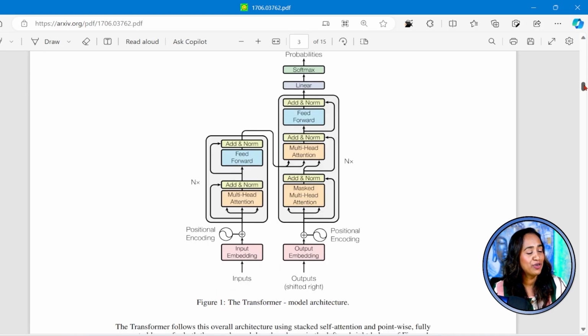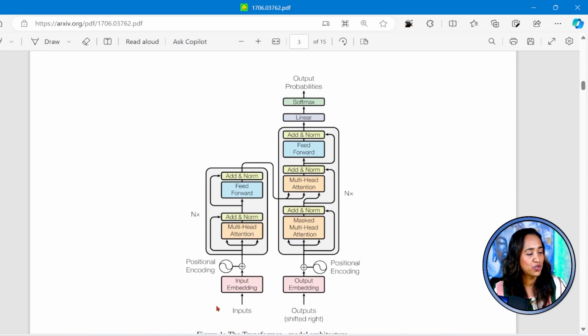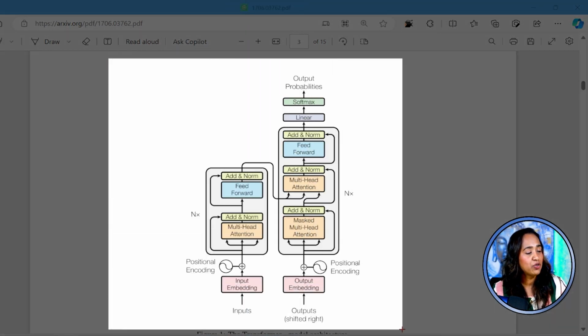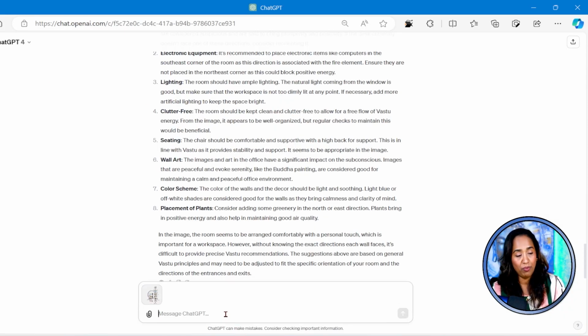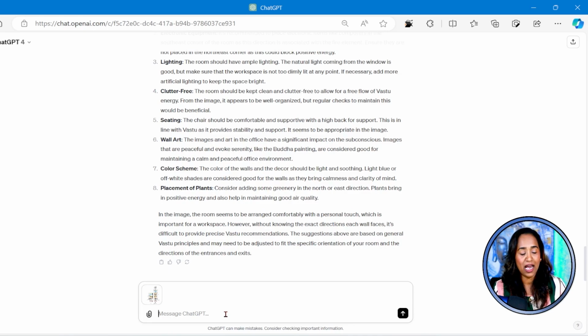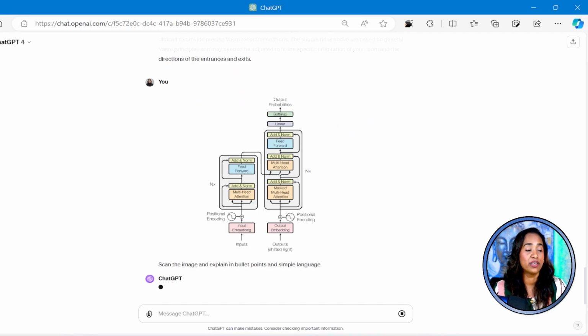What I'm going to do is I'm going to take a screenshot of this one. And I'm going to use my snipping tool, take a screenshot. I will go back to my ChatGPT, plug it in there, and I'm going to ask it to scan the image and give me the output in bullet points and explain using bullet points.